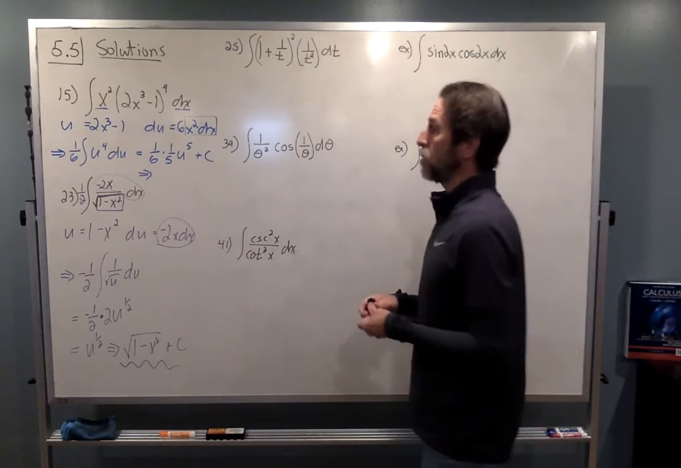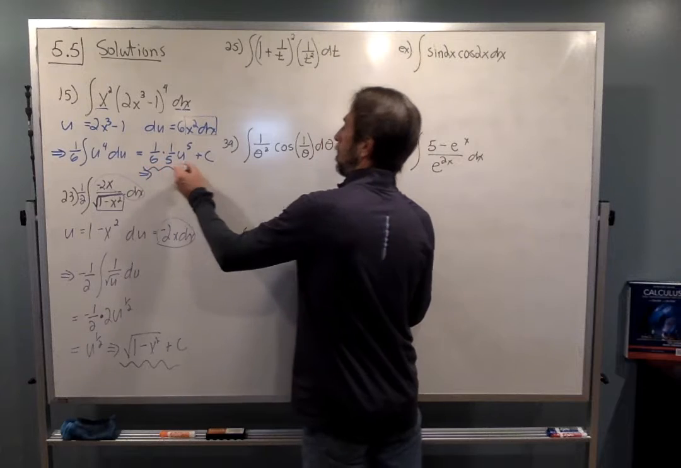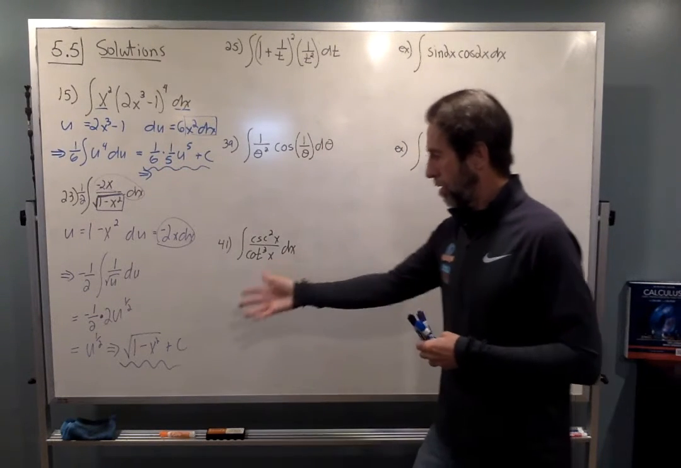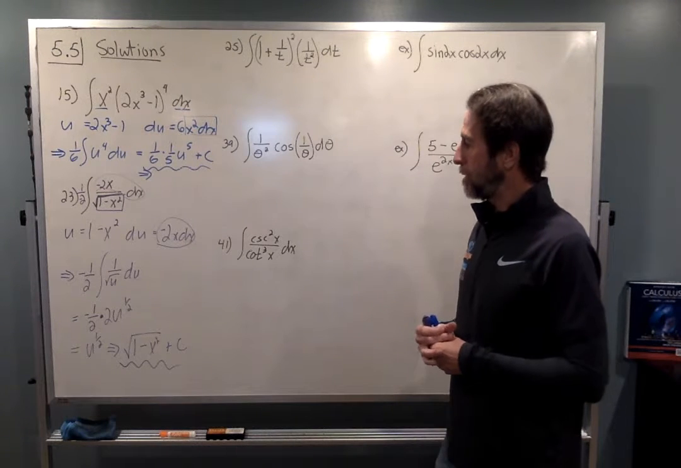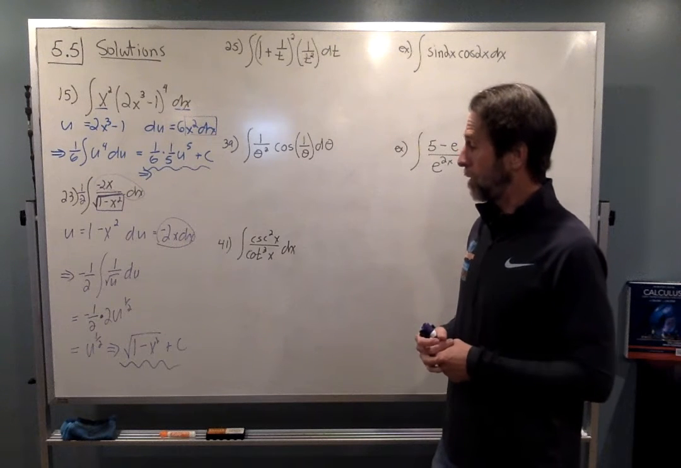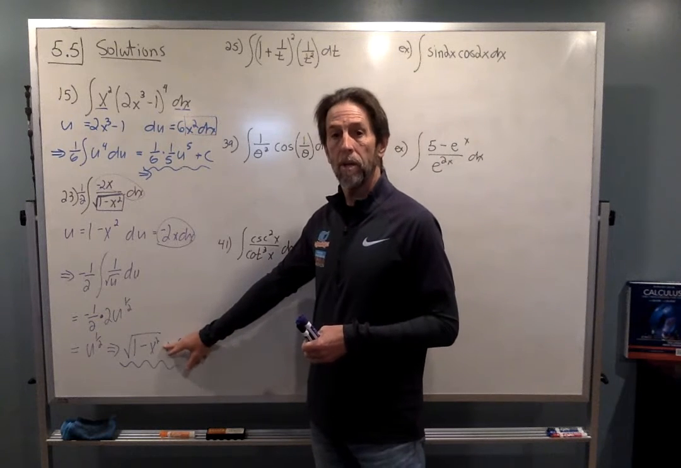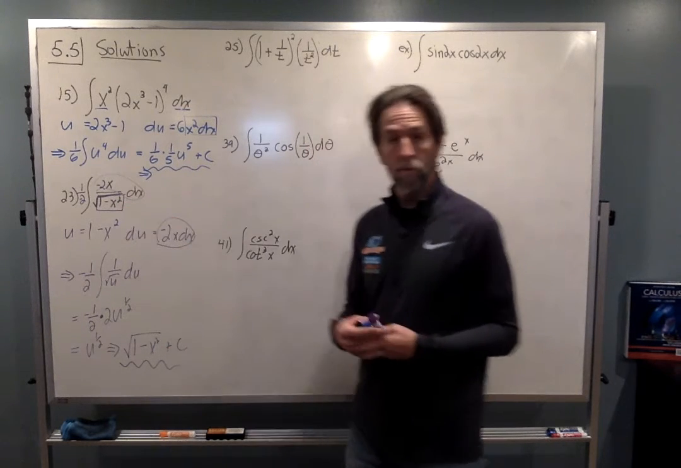Now I know in the text, or at least the online text, you can see the solution, but it doesn't give you much indication on how to get to that point. That's what I'm trying to do here. Nice thing about this is we could easily check this if I wanted to find this derivative and see if I got that original function.